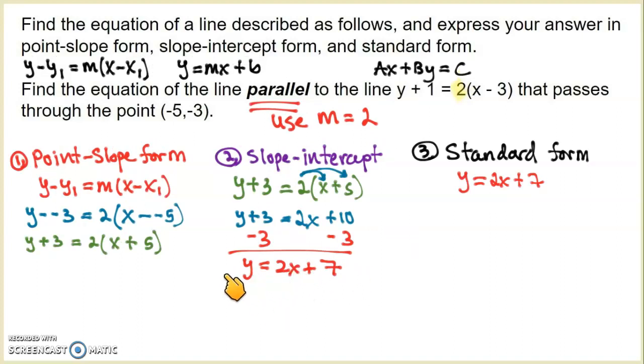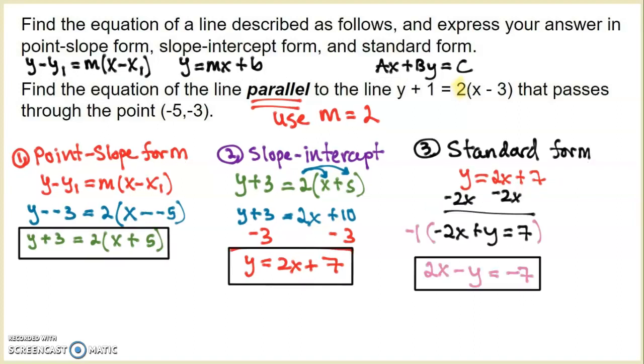And I want to take that equation and write it in standard form. To get in standard form, I want to have the x and the y together. So I've got to take this 2x term and bring it over. So I use my inverse operation, subtract 2x from both sides, and this is what I get.